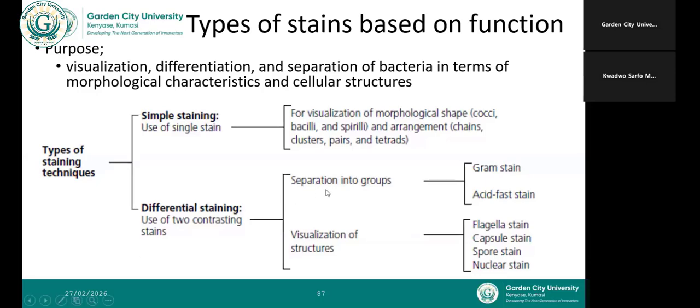Differential can separate them into groups based on the different colors that they exhibit after staining. You can also visualize structures such as the flagella, capsules, spores. So if you use a particular stain for the external part, you can also use specific stains for the flagella and the other parts. Please mute. Christiana.